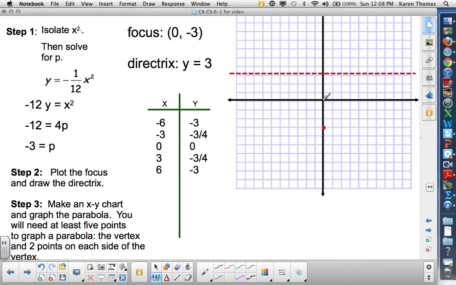I have (0, 0). I have (negative 3, negative 3/4). I have (negative 6, negative 3). And then the ones that are symmetrical to it. And I will graph there we go. With a smooth continuous curve, we have a parabola that opens downwards. Once again, that negative in front tells you it's going to open downwards.